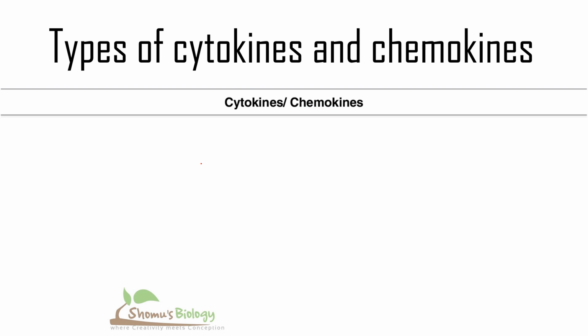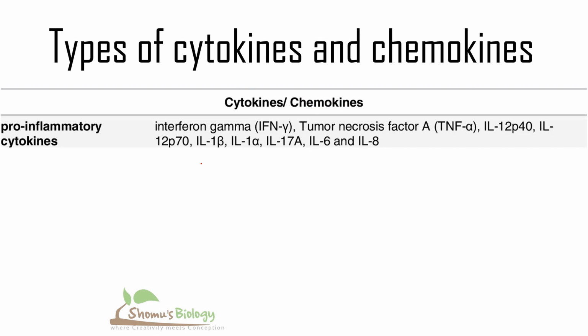Let's move to the types of cytokines and chemokines that we know. The very first type are known as pro-inflammatory cytokines, PIC. Examples are interferon gamma, IFN gamma. Pro-inflammatory means the cytokines which are already present and active even before inflammation in our body. Okay, so inflammation is generally caused after the infection, but normally in our body the immune system is already protecting us. The pro-inflammatory cytokines are always present. Tumor necrosis factor alpha, TNF alpha, interleukin 1, interleukin 12, interleukin 1 beta, interleukin 1 alpha, interleukin 17A, interleukin 6, interleukin 8. These are all a part of pro-inflammatory cytokines.